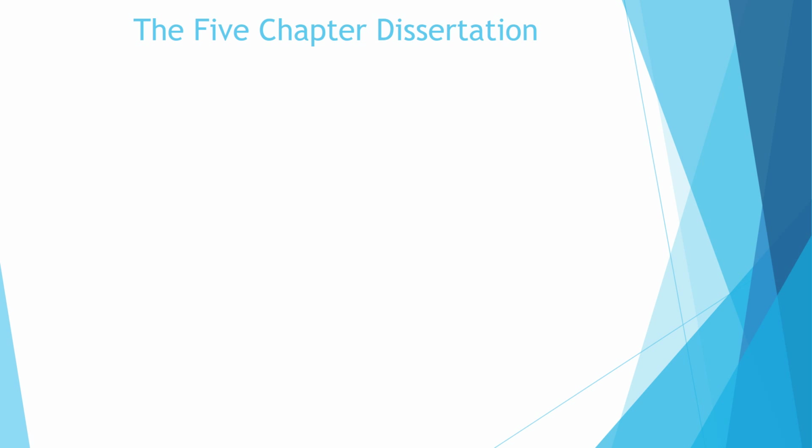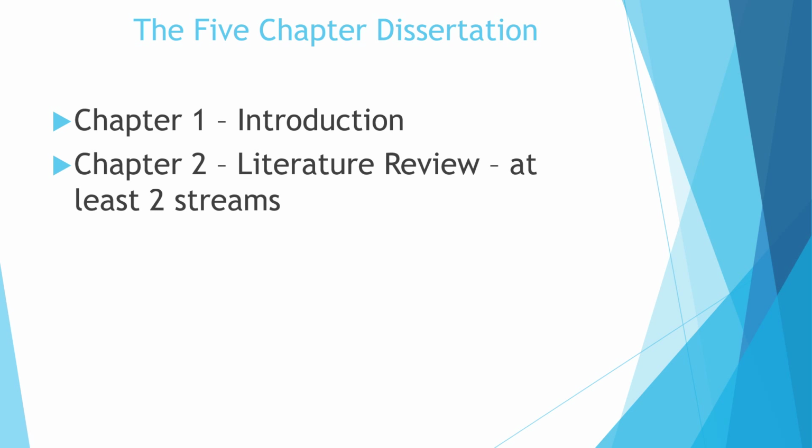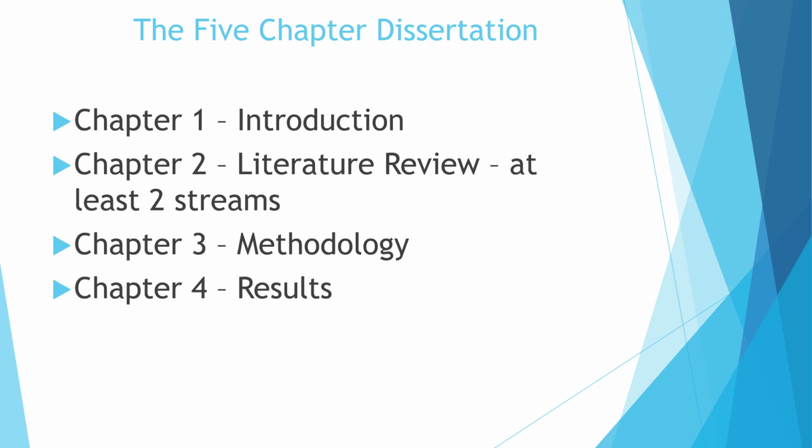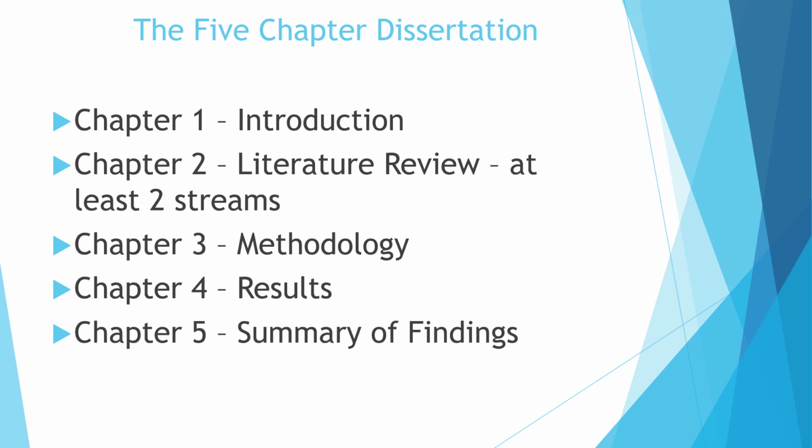As I've mentioned in other places, the approach that we use in the DBA program at Kaiser is the 5-chapter dissertation. Although other universities may use a 6-chapter or a 7-chapter, the basic idea is the same. The structure covers primarily the same set of issues, which is the introduction, the literature review, and here we'll be using at least 2 streams of literature, the methodology that will be employed, the results, and then finally the conclusions and summary of findings. So this is pretty standard throughout PhD and DBA dissertations.